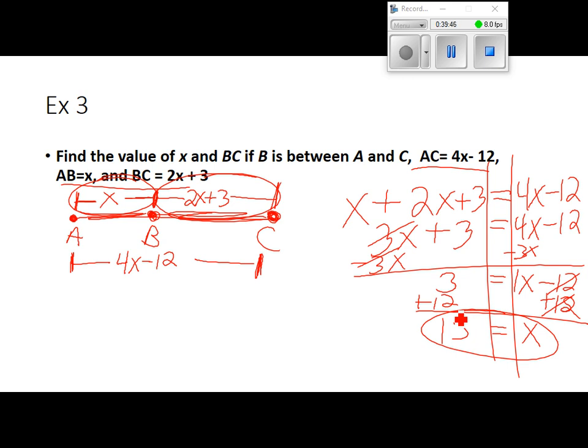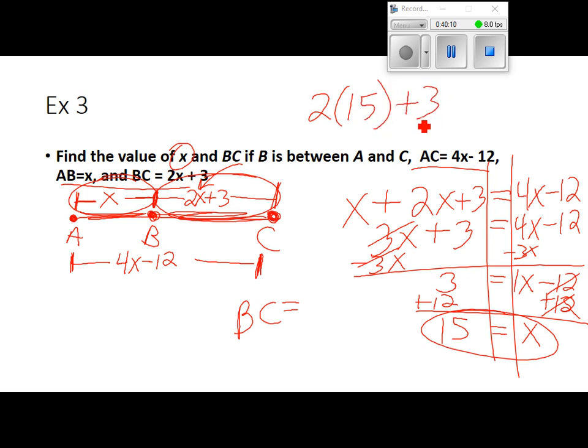What do we know once we have x equals 15? So we could go back and do what? Plug it in. They're asking us to find x, which we already did, and the length of segment BC. So we're going to put what in place of that x right there? So 2 times 15 plus 3.